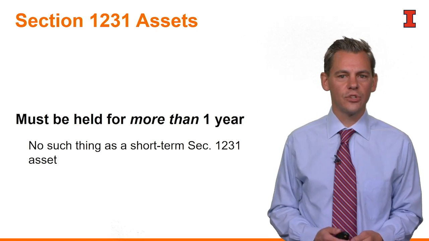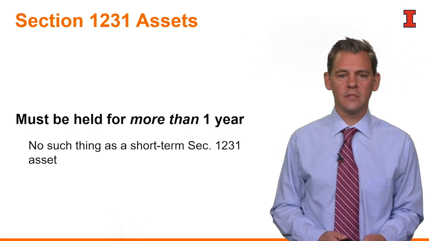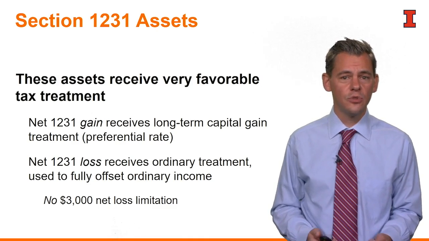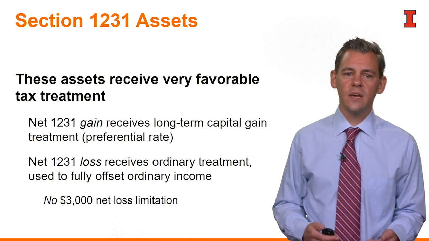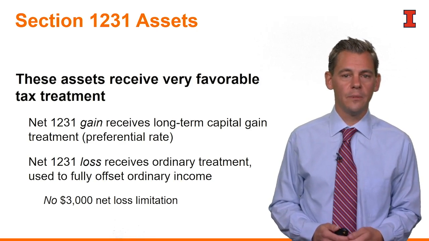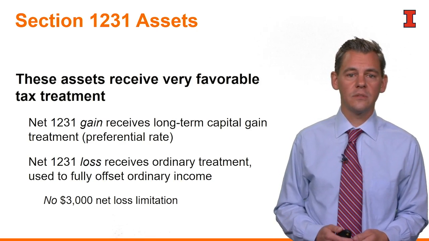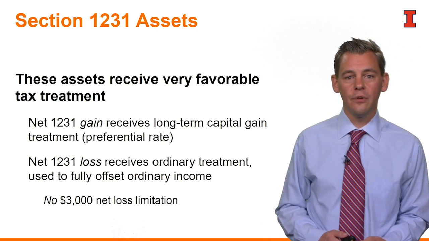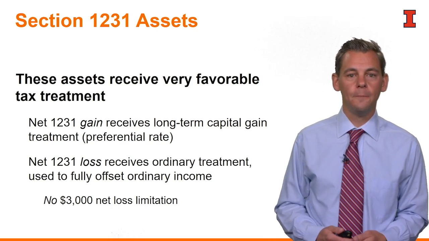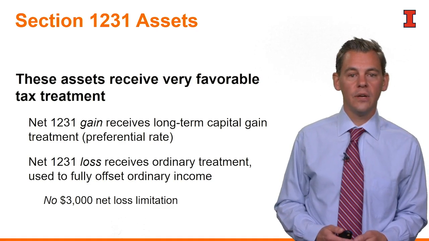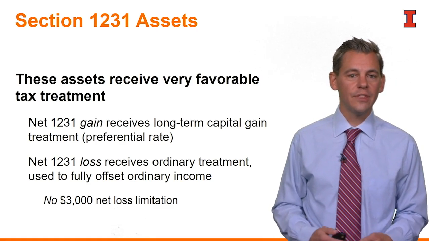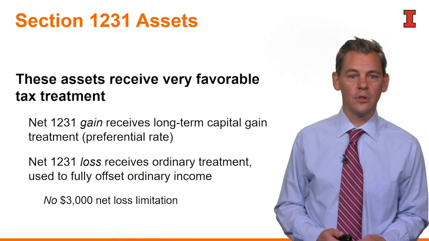So why are these Section 1231 assets and not capital assets? Well, the key here is that Section 1231 assets receive extremely favorable tax treatment. If you sell a Section 1231 asset at a gain, it gets the long-term capital gain treatment. So the gains are taxed at preferential rates. However, if you sell a Section 1231 asset at a loss, that loss is an ordinary loss, fully deductible, and can be used to offset ordinary income. So the Section 1231 loss is not subject to that $3,000 limitation that applies to capital losses.